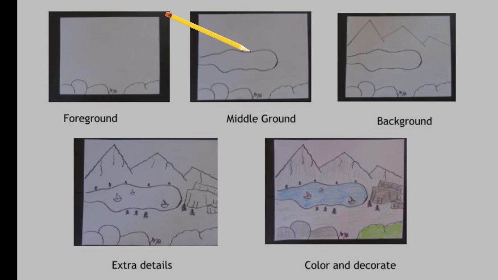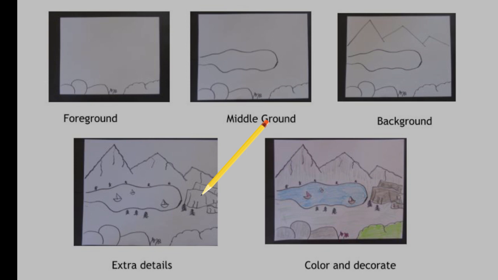The middle ground is a little farther back. Here we added a lake shape. You can make it a river instead, or a meadow by just keeping it empty and coloring it in green later. For the background, we added some pointy mountains. Other variations could be trees or rolling hills.